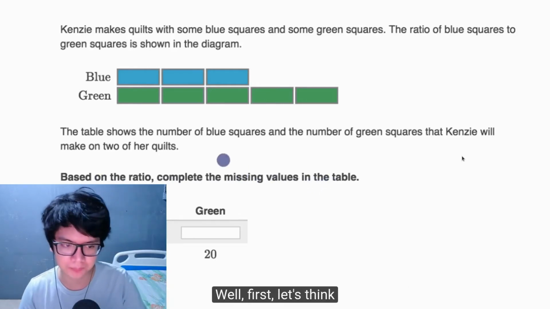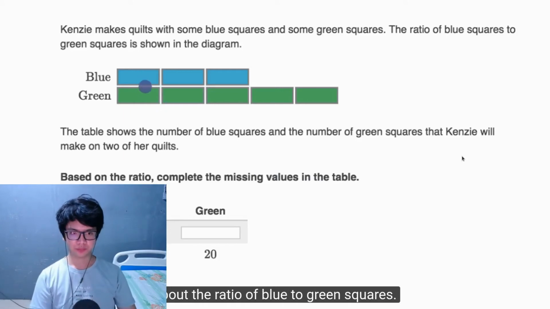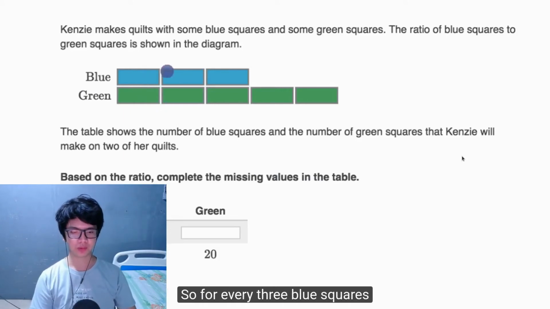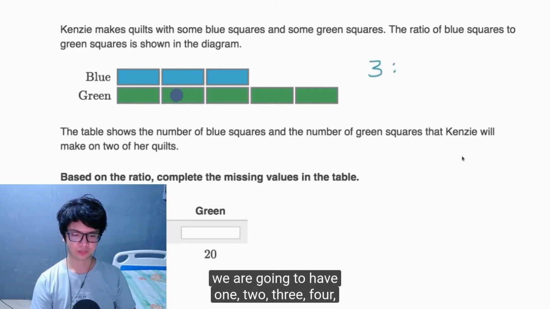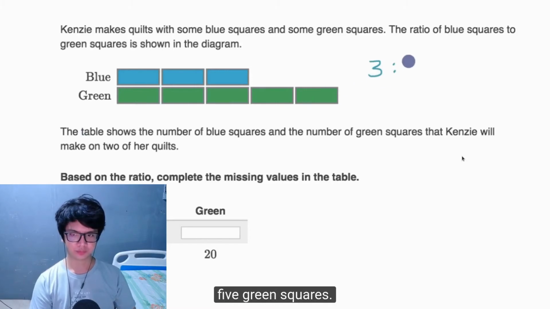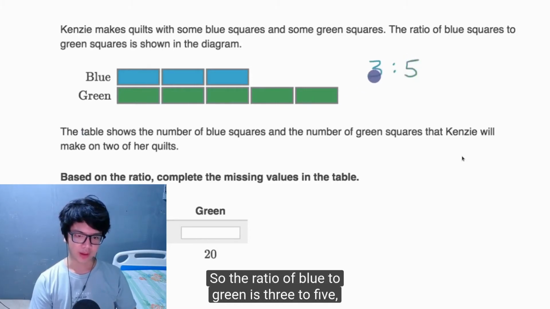Well, first let's think about the ratio of blue to green squares. For every 3 blue squares, we are going to have 1, 2, 3, 4, 5 green squares. So the ratio of blue to green is 3 to 5.